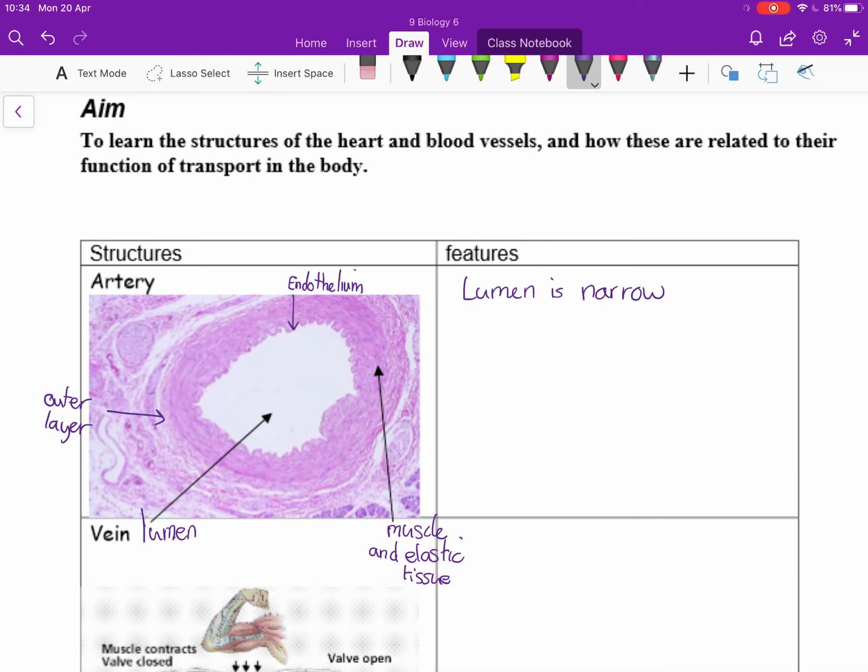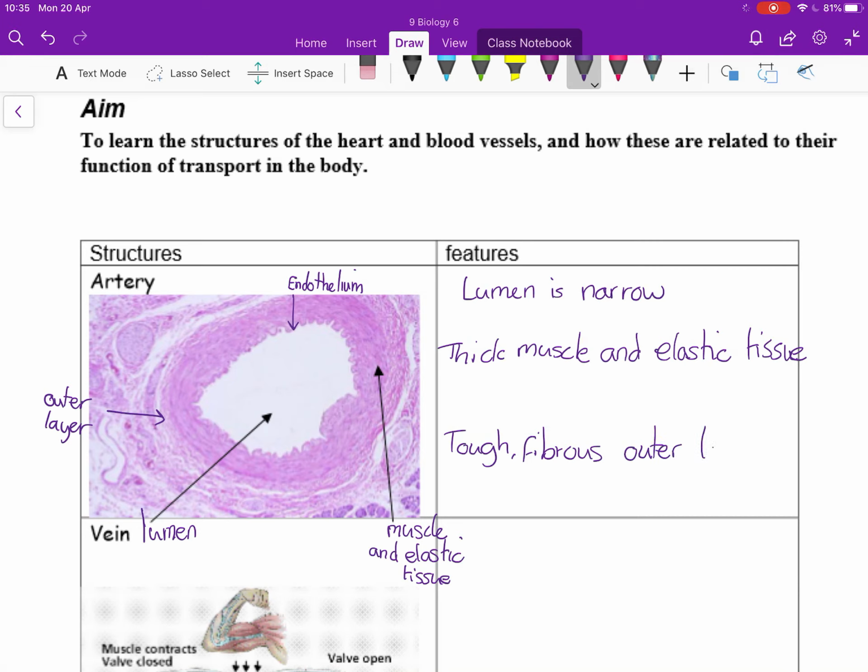Features then of an artery. Now this is relative. So the lumen is narrow, but that's really relative to a vein, not really compared to a capillary. Compared to a capillary, arteries will have a larger lumen. They will have a thick layer of muscle and elastic tissue, which as I said before, is visible on that picture. And they also have a relatively thick outer layer that is also very tough and very fibrous. We'll talk a bit more about the functions of these features in a second.